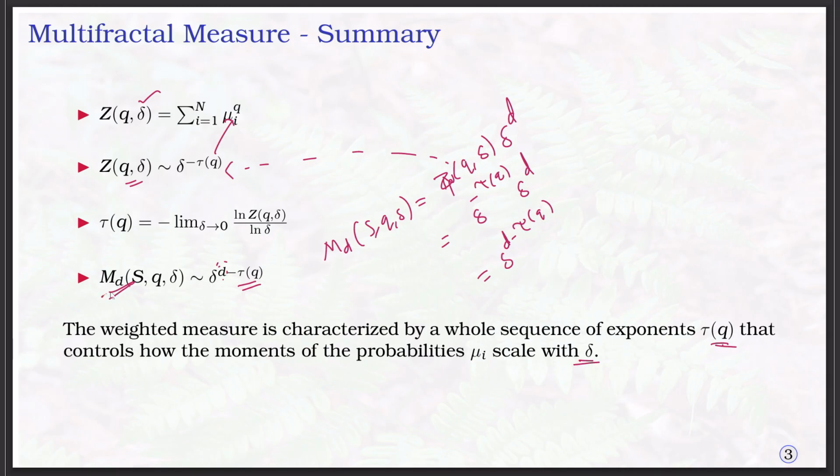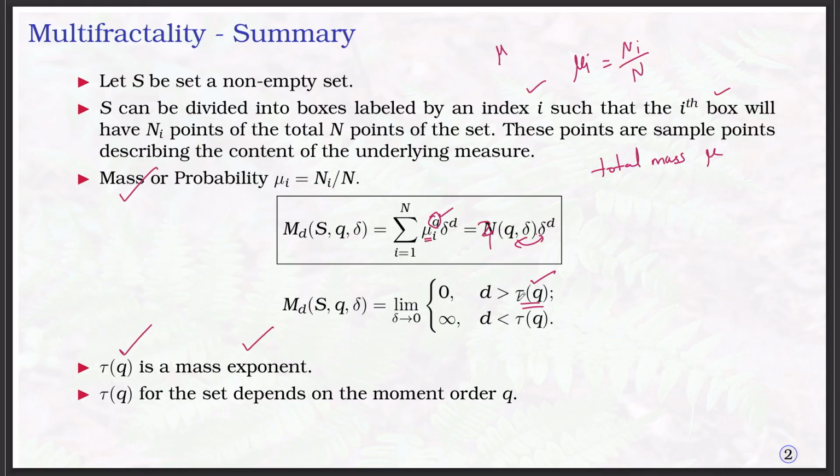So here the total measure now depends on tau q. This controls m_d. That means based on tau q, we can classify this measure m_d. At some critical point, we will get a finite number. Whereas if you take any d value greater than tau q, it is 0, and any d less than tau q, it is infinity. Like the Hausdorff dimension, we will get a figure like this one.